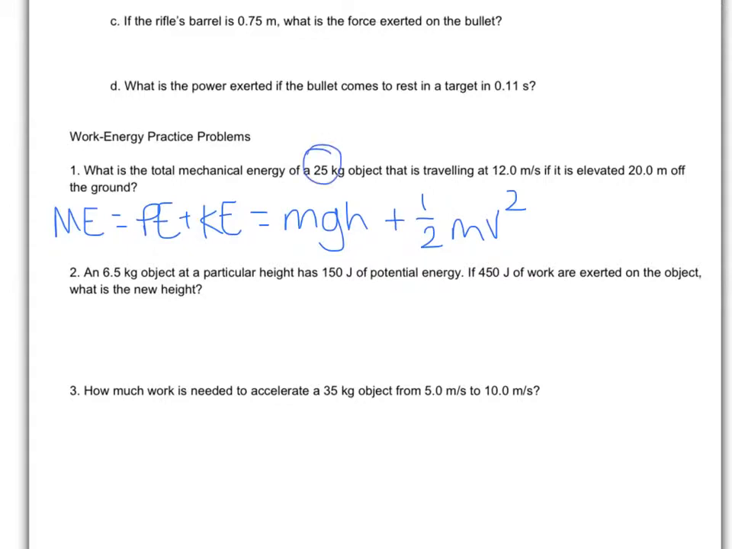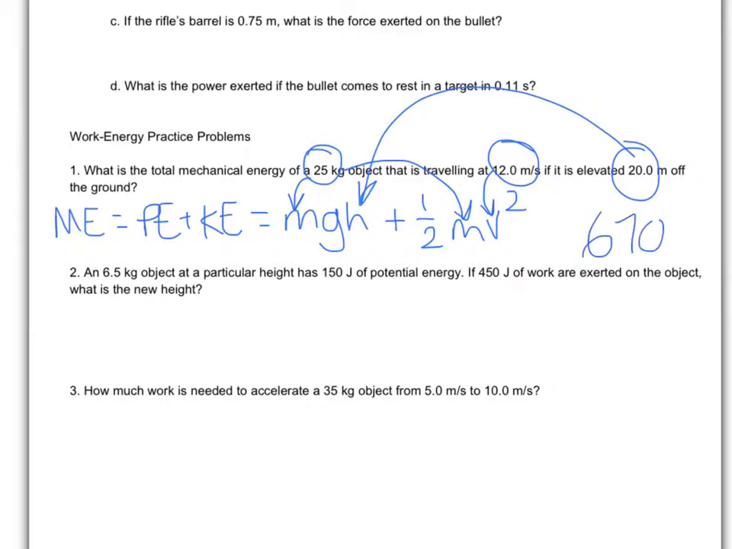We're given the mass, 25 kilograms. We're given the velocity for the kinetic energy part, and we're given the height above the ground for the potential energy. So if you plug all those in, along with our good friend little g, 9.81 meters per second squared, you should get an answer that totals up to 6,700 joules of mechanical energy.